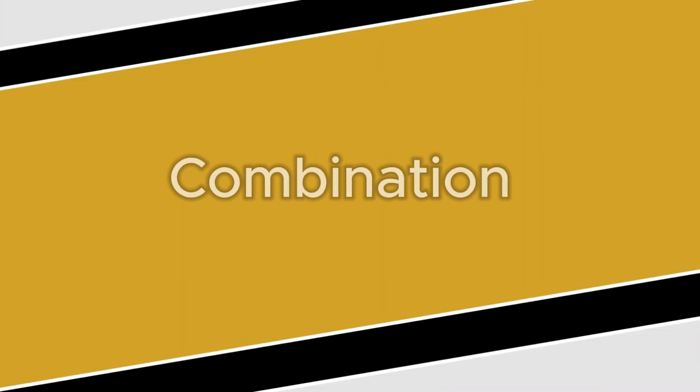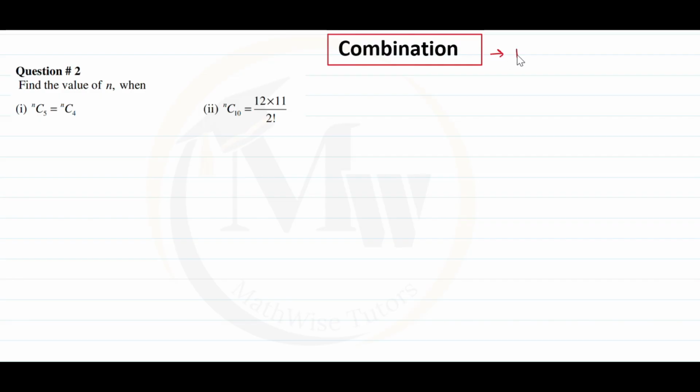Hello students, this lecture is about combination. The combination is when we select or choose something out of the total. So the formula of the combination is nCr, that is equal to n factorial over r factorial times (n minus r) factorial.